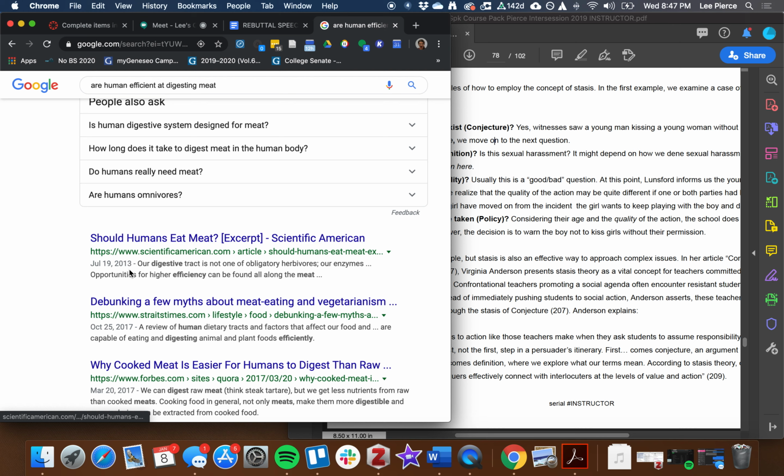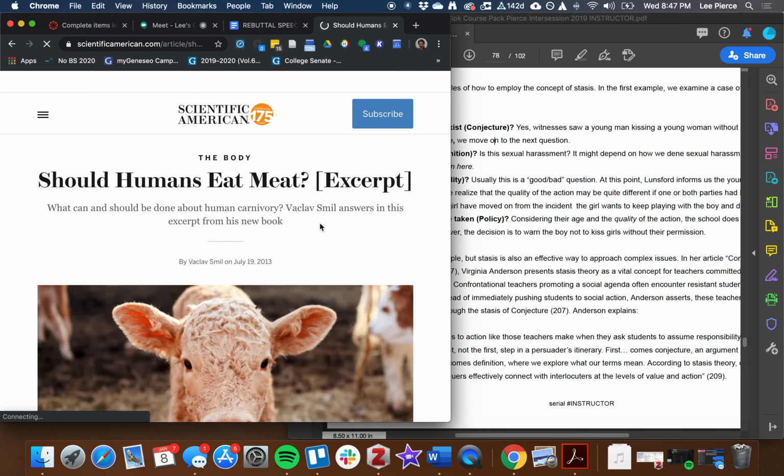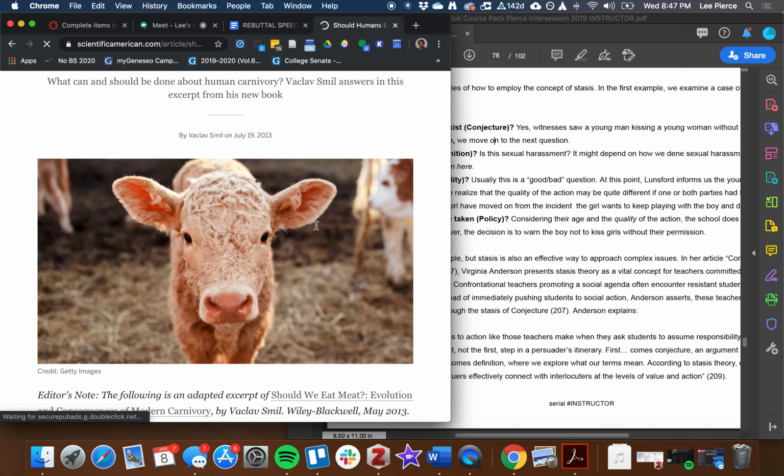So here's a good example. Scientific American, 2013: Should humans eat meat? So this is a policy question about whether or not you should eat meat. This is probably going to be a good source because this is the claim that we're debating, whether or not people should eat meat. And we're going to read through and see what they say.